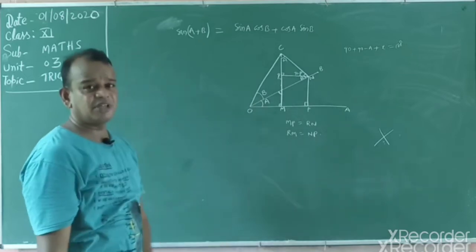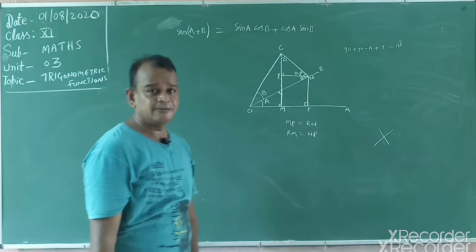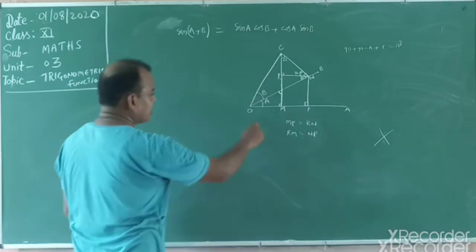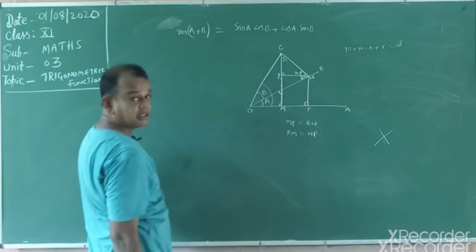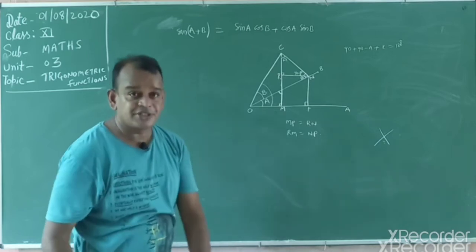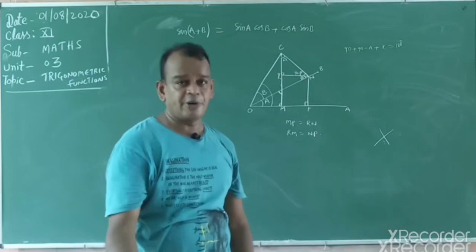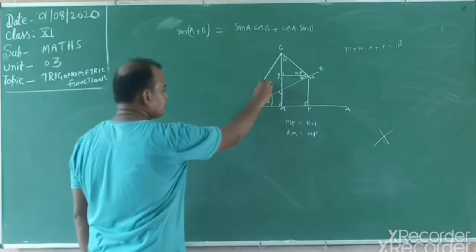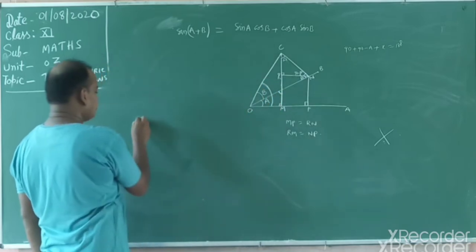This is the construction of the figure. For cos of A plus B, also in the same figure, no changing at all. Now the total angle is A plus B. This is A, this is B. Now apply the sine. What is the formula for sine? Opposite side by hypotenuse. Opposite side, this is A plus B, suppose. Sine of the angle you apply.